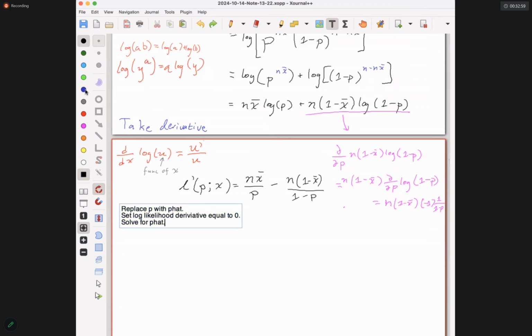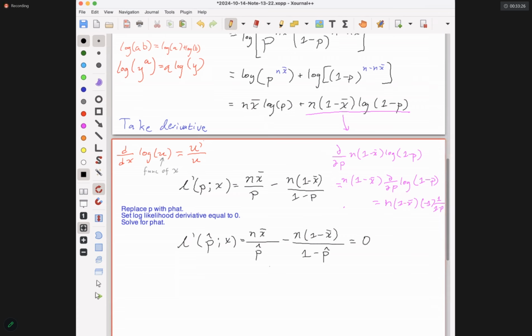So I'm going to say that the log likelihood derivative evaluated at P hat is equal to 0. This is just changing the notation. There's nothing interesting so far. But the reason I'm doing this is because once I set this equal to 0, I'm now looking for a solution to this equation in terms of P. No, sorry, in terms of P hat. And that's my estimator. So I'm talking in terms of the estimator now.